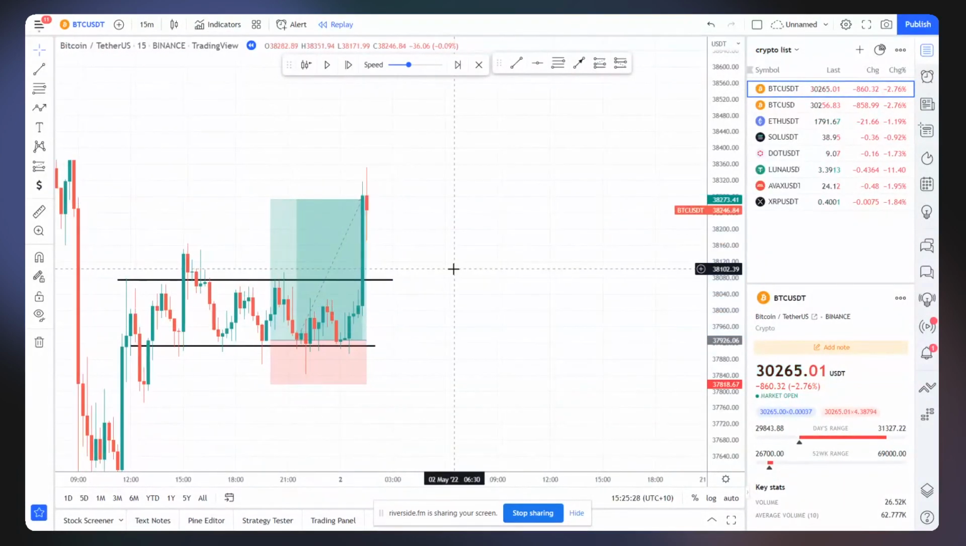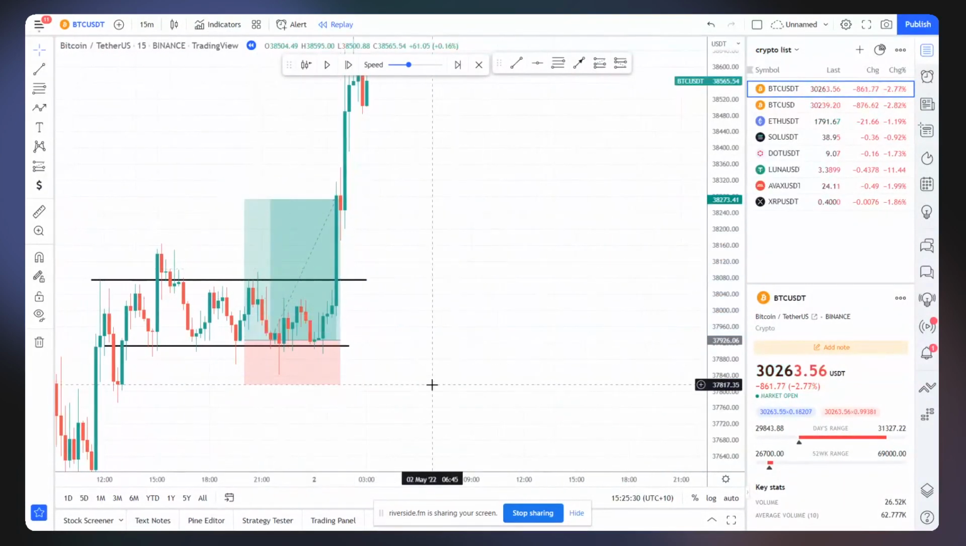But the exact same thing can happen when it falls down, guys. So it's a really, really simple strategy, but it's something that you can definitely monetize and make some serious cash from. So hopefully that makes sense to all of you.